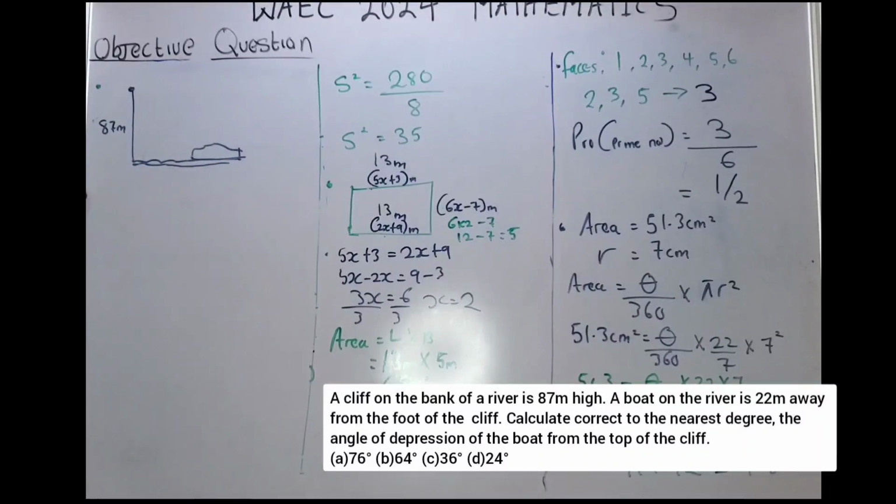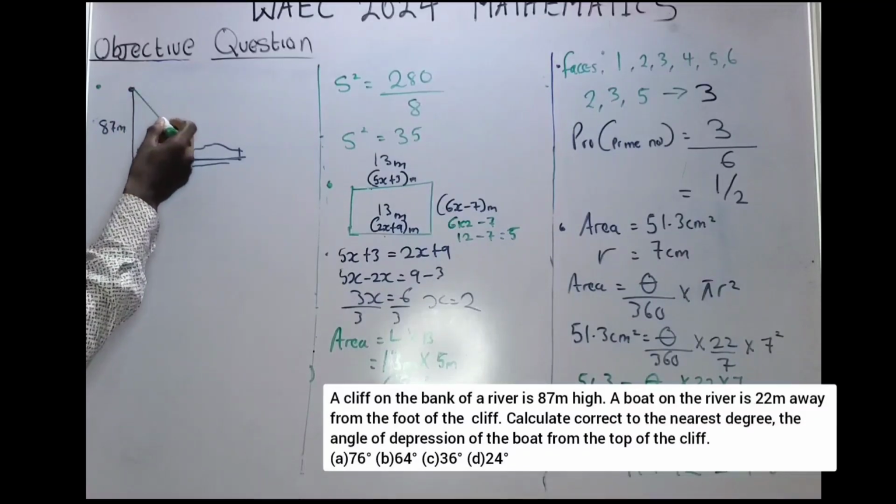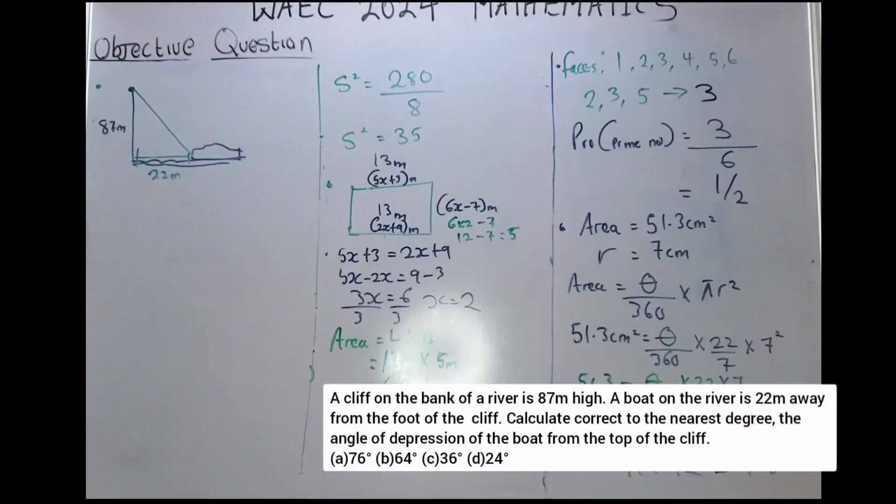So the distance between the boat and the cliff here, don't mind my diagram, okay? Just pay attention. The boat is 22 meters away from the foot of the cliff. Calculate, correct to the nearest degree, the angle of depression of the boat from the top of the cliff. This is the angle that I have to calculate. This is the diagram that you're going to have. We have to calculate the angle.